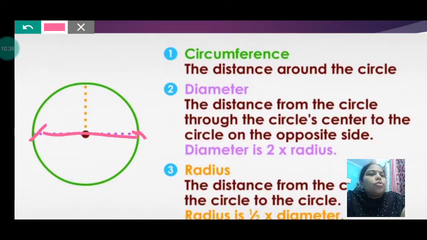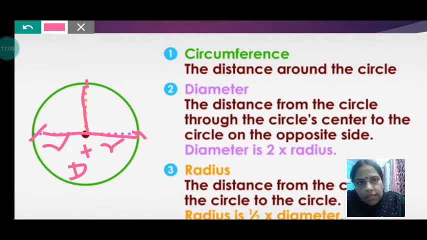And diameter is 2 times the radius. Half of this is the radius, half of this is the radius, that means r plus r is 2r, and that makes the diameter. So diameter is 2 times radius, and radius is the distance from the circle to the center. This is the radius, and radius is half of the diameter.